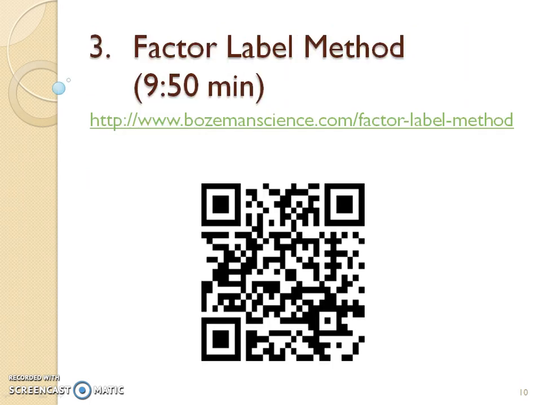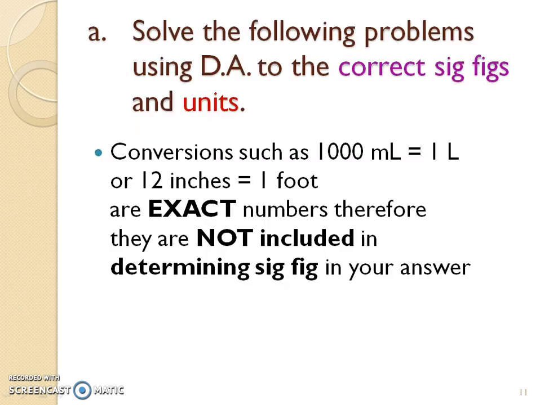You should have then watched the video on the factor label method, and it's just a way of converting units and canceling out those units that are on the same top and bottom. You also want to remember that conversions such as 1,000 milliliters to 1 liter or 12 inches equals 1 foot are exact numbers, so they are not included in determining the sig figs in your overall answer.